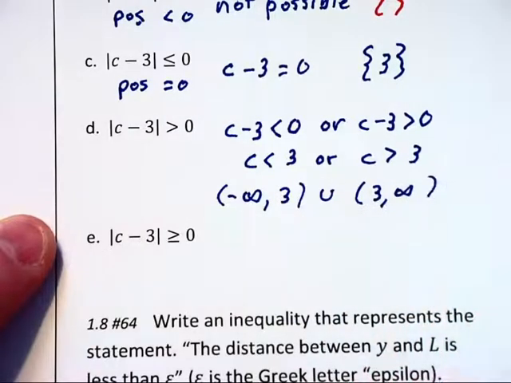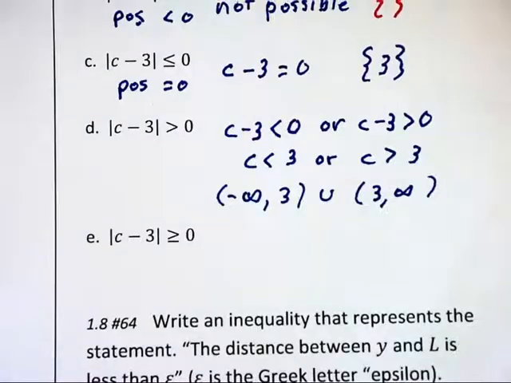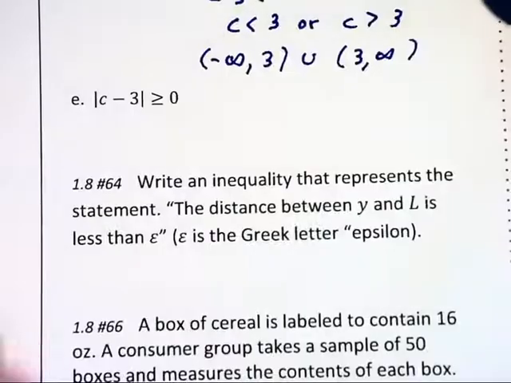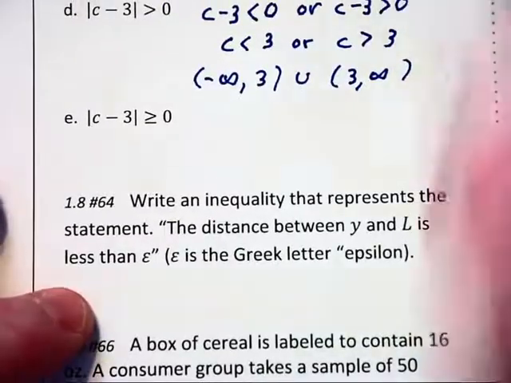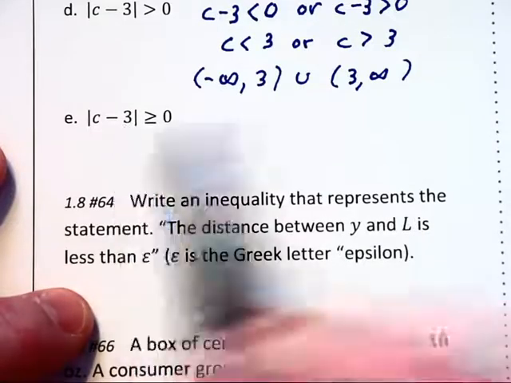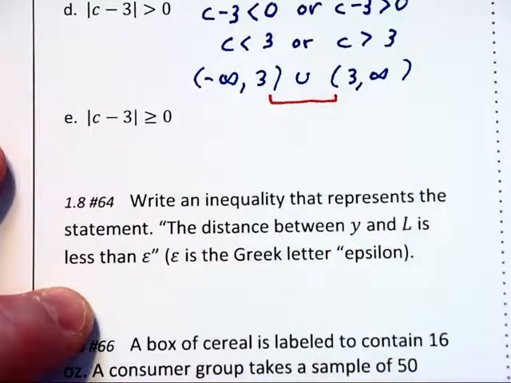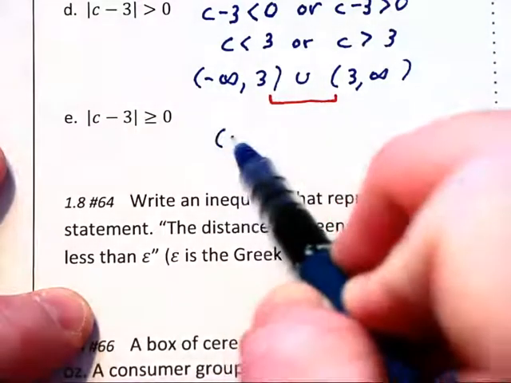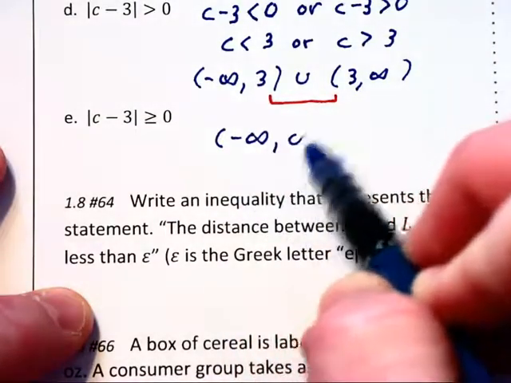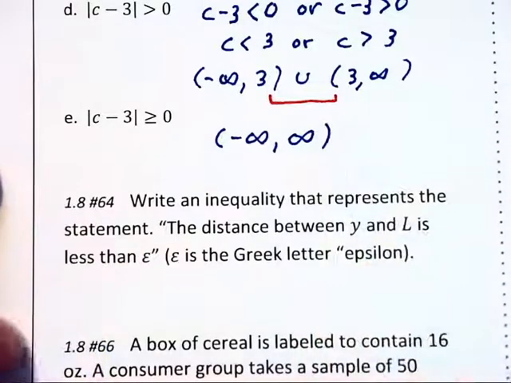In part E, pretty much the same thing as part D above, except we're going to be including the 3 at both endpoints, and so now we don't have this gap in the center, and we will have all real numbers from negative infinity to infinity as our solution set.